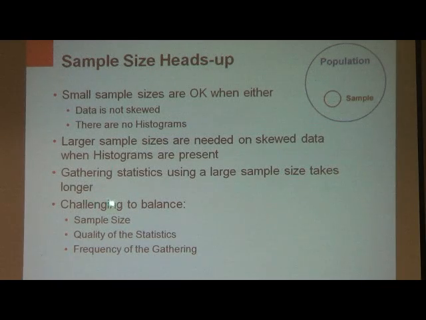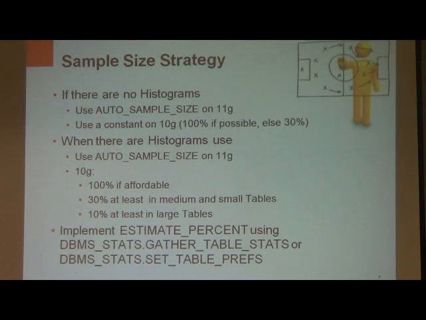the challenge here is to determine what is the right sample size, what is the quality of the stats I want, and what is the frequency that I want. It's challenging because it's always a trade-off. You can increase the sample size, but if you increase the sample size, it's going to take longer, right? So maybe if it takes longer, you don't need to gather that often. Anyway, so what is the strategy that we suggest here?